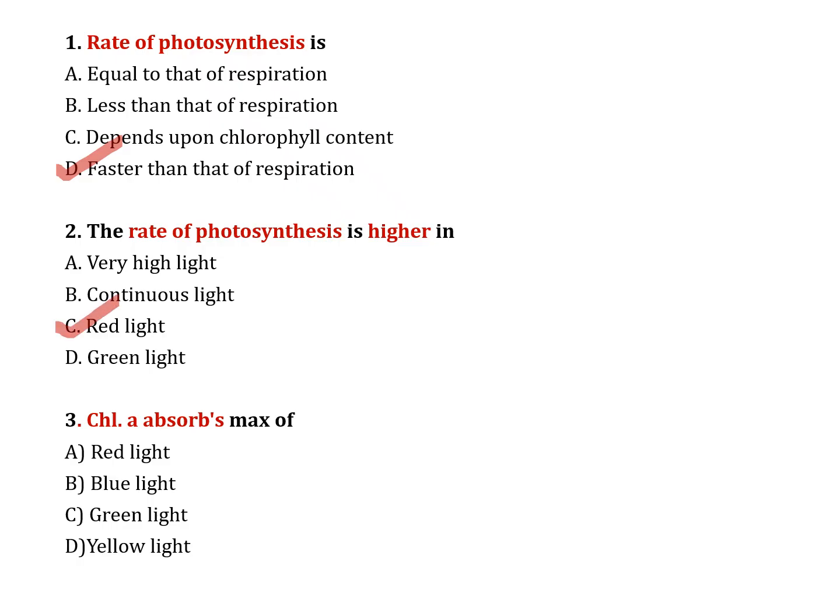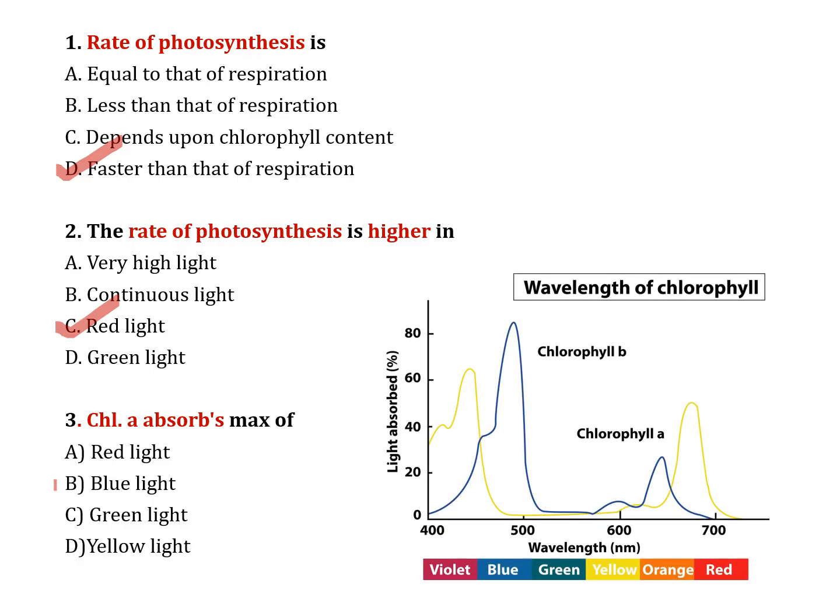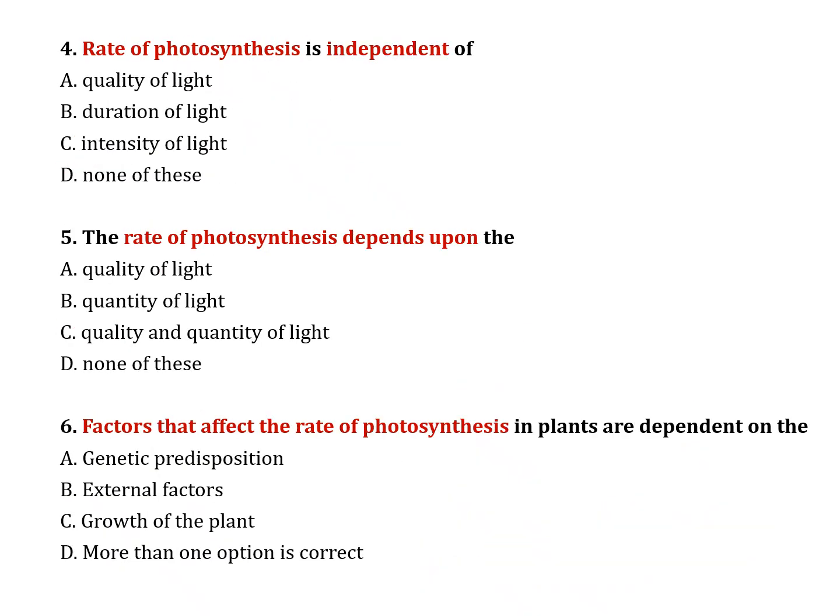The next question number 3. Chlorophyll A absorbs maximum of option A red light, option B blue light, option C green light, option D yellow light. Correct answer is option B, blue light. The next question number 4. Rate of photosynthesis is independent of option A quality of light, option B duration of light, option C intensity of light, option D none of this. Correct answer is option D, none of this.